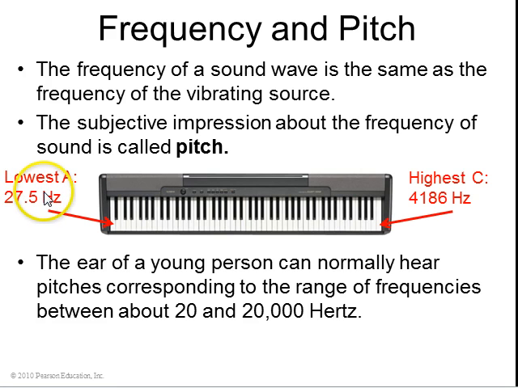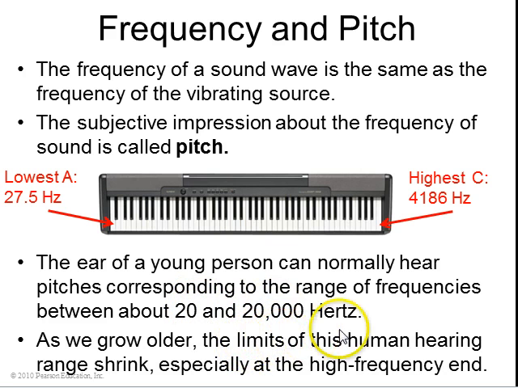The highest note on the piano has a frequency of 4,186 hertz. And our ears can hear in the range from about 20 hertz up to 20,000 hertz. And as we grow older, this limit decreases.